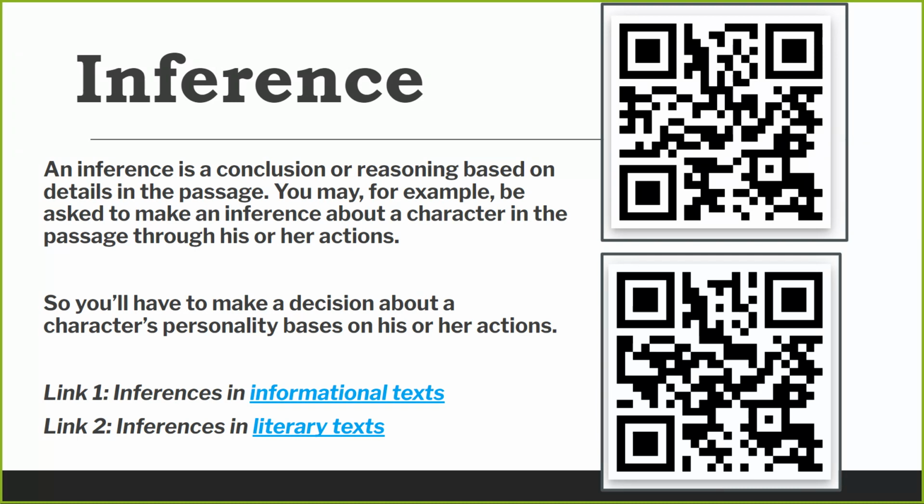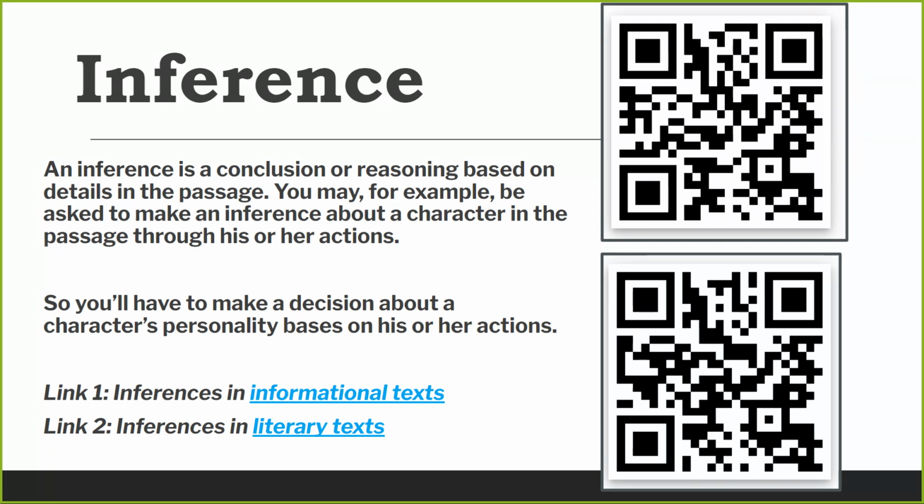where you might be asked to make an inference about a character through their actions. So you're going to make a decision about a character's personality based on his or her actions. We make inferences all the time, all day long. If you're driving down the road and traffic slows to a standstill, you infer that there's a wreck somewhere ahead. If I walk into the playroom and I smell a bad smell, I will infer that a baby has pooped in a diaper and I've got to do a diaper.